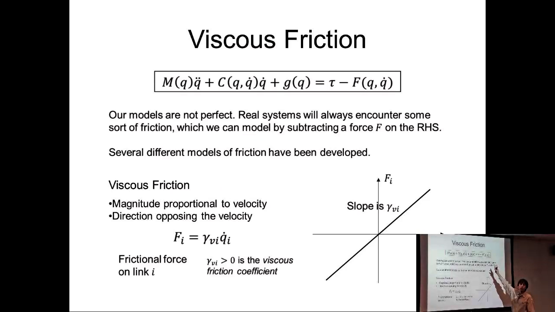We model friction by subtracting it from the right-hand side of our second-order differential equation. We subtract it because these forces impede the motion. Now, there are many models for friction. One model is the viscous friction model, where the amount of friction on your system is linearly proportional to the velocity of that system.